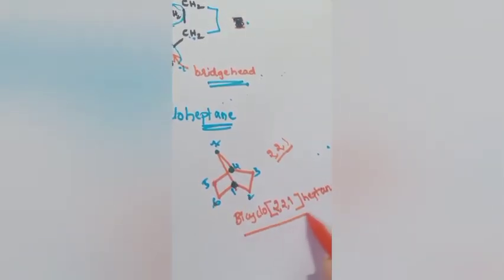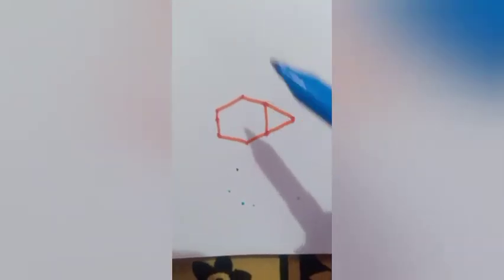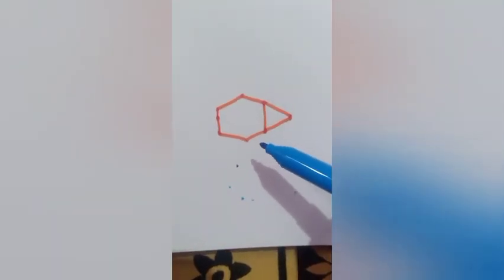So the name of this compound is bicyclo[2.2.1]heptane. Now I have taken another example. For this compound, how do we give the numbering and the name? First we have to identify that this is an unsymmetrical compound.